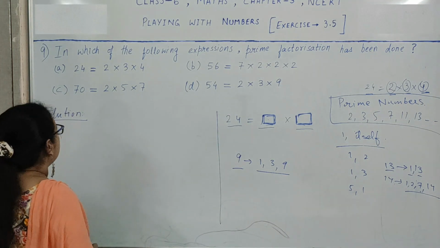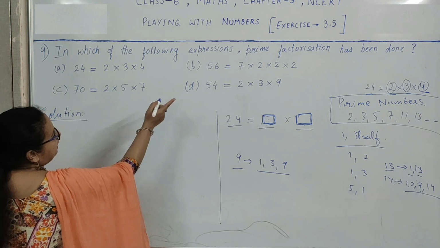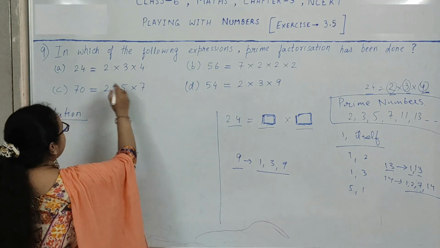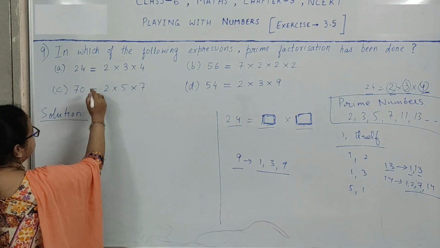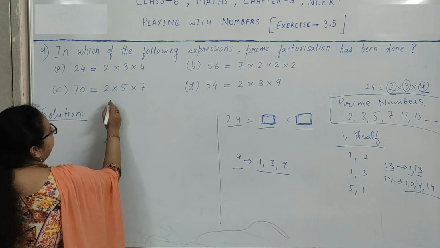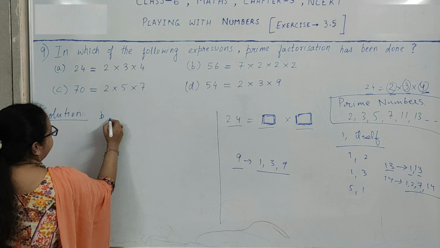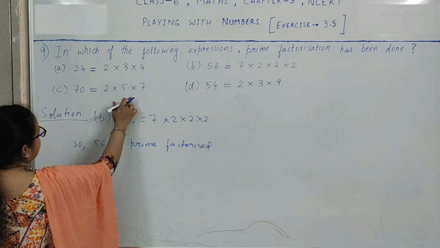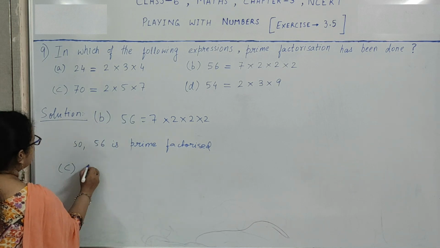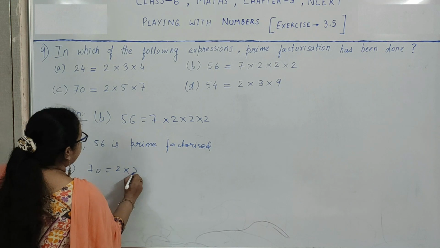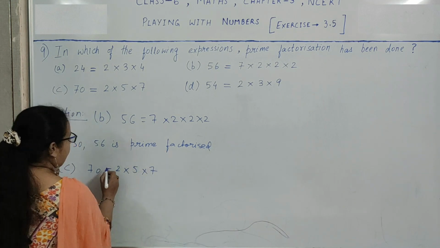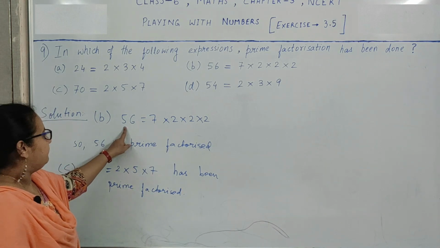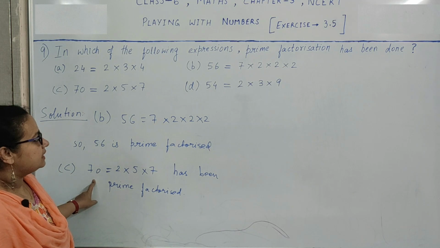So what is the answer? Which of the following numbers have been prime factorized? In which of the following has prime factorization been done? So prime factorization is done in part B, 56, and C, 70. Yes, 70 is equal to 2 multiplied by 5 multiplied by 7, prime factorized. Or you can say that the prime factorization of 56 and 70 is done.